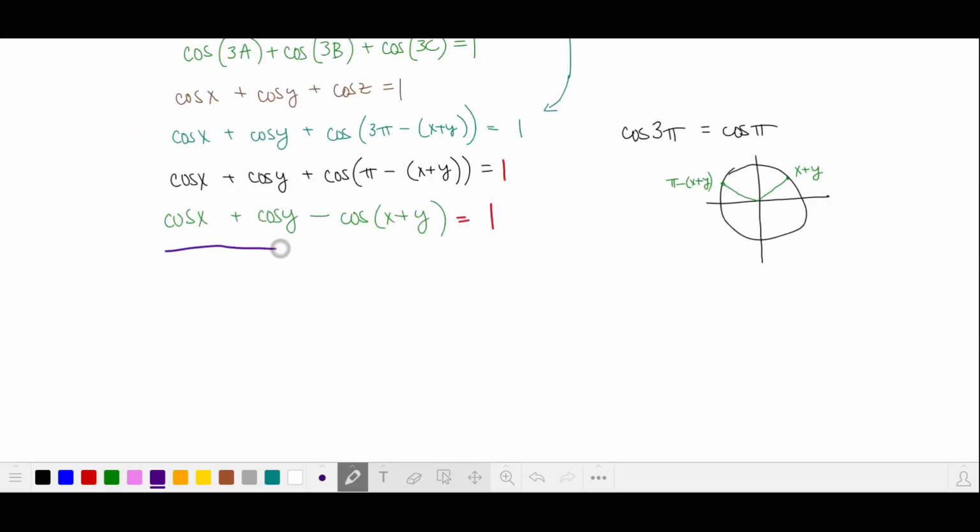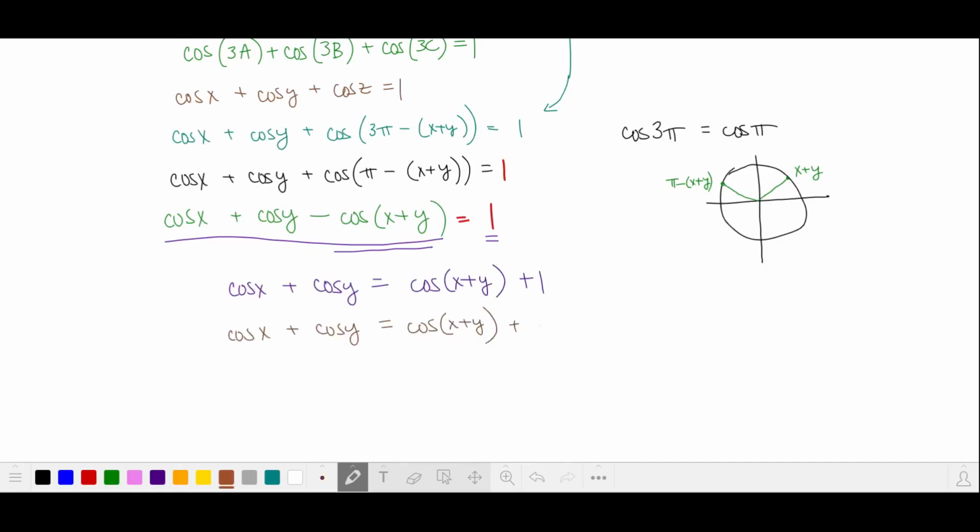I have the sum of 3 different cosines here on the left, and I can also write 1 as a cosine. So let's add this cosine of x plus y to both sides. And cosine is 1 when the angle is 0.